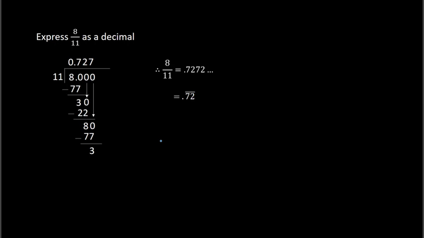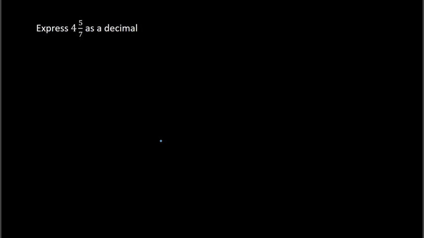Next, we have a mixed number, and we are to express this as a decimal. So we have 4 and 5 over 7. So 4 and 5 sevenths. As a decimal, it'd be helpful if I begin by writing 4 and 5 sevenths as an improper fraction. I can do that by taking 4 times 7, then adding 5. 4 times 7 is 28. 28 plus 5 is 33. So I have 33 over 7.